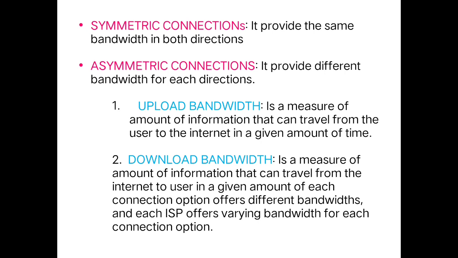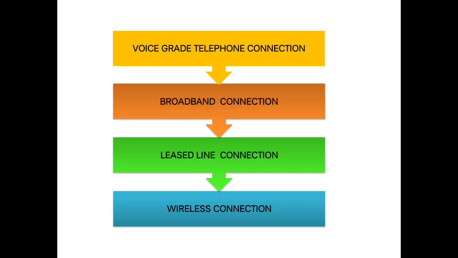Okay. Finally, we reach the main topic. It's called types of internet connection. Okay. There are four types of connections. What are they? Voice grade telephone connection, broadband connection, leased line connection, and wireless connection. Let me discuss one by one.